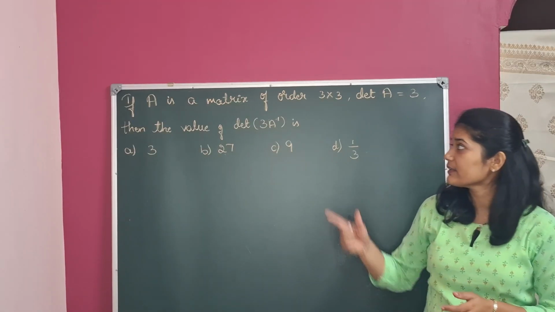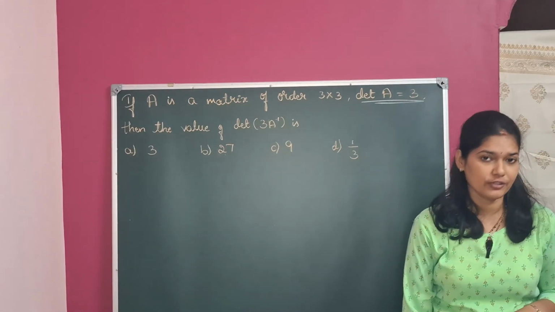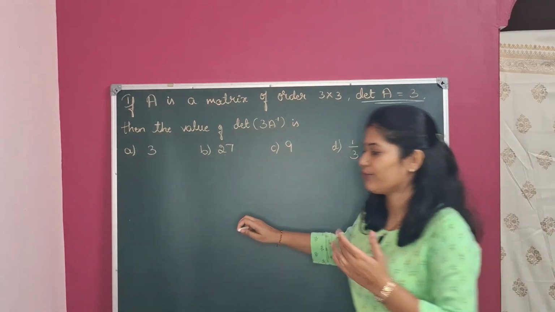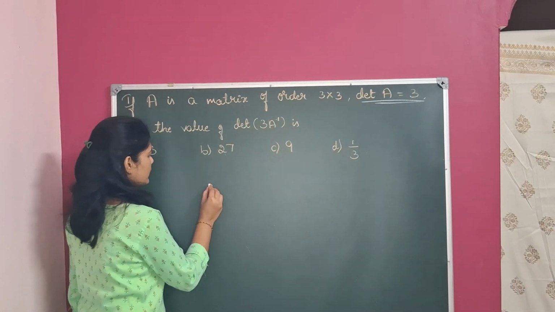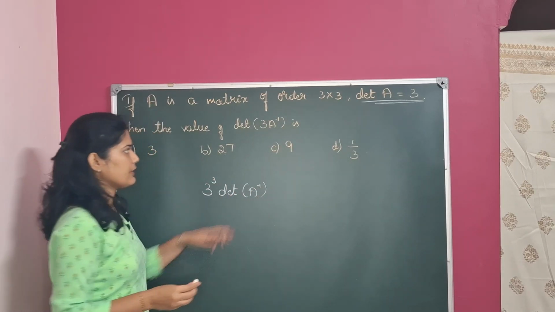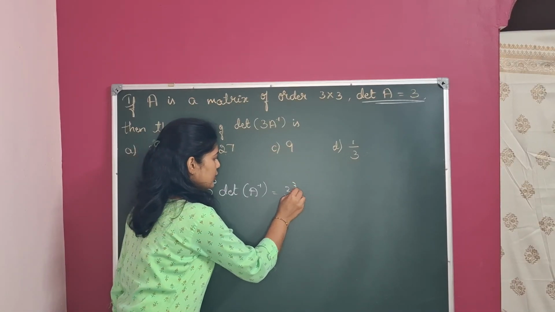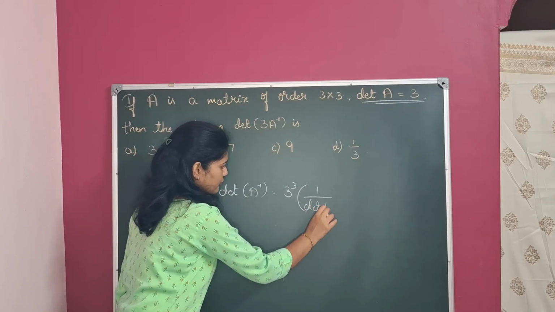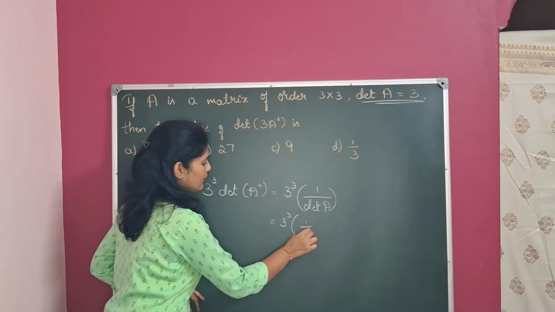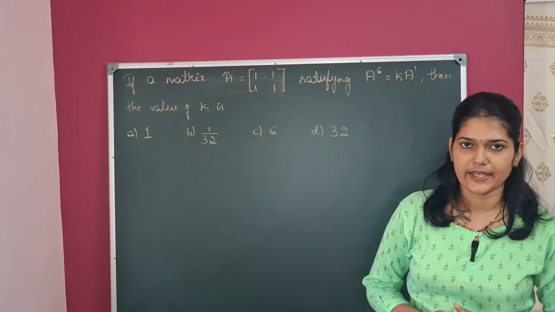In this problem, they have given matrix A is of order 3 cross 3 and also they have given the value of determinant of A. Then we have to find the value of determinant of 3 into A inverse. If we take 3 common from the determinant, it will be 3 cube into determinant of A inverse. That is 3 cube into 1 by determinant of A. They have given the determinant of A as 3. Therefore 3 cube into 1 by 3, which is nothing but 9. That is option C.